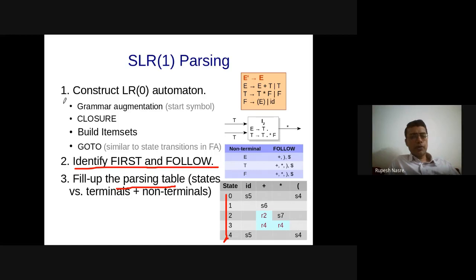What did we do in the building of the automaton? We first augmented the grammar using this. Then we created kernel items, the first state I0, and then from there, whatever are the transitions possible and so on, moving the dot one step at a time. We build the closure, build the item sets, and then build the go-to functions on the non-terminals as well as on the terminals. Right? So this was our overall SLR1 parsing. Any questions on this one?